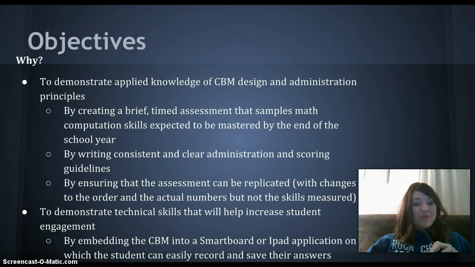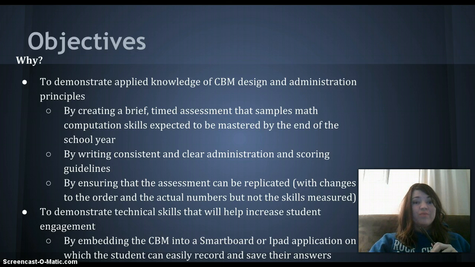And we're doing this assignment to see that my students are going to be able to demonstrate applied knowledge of the CBM design and administration principles. So this is a goal of our class regardless of the format, but students who are going to be teachers and special educators need to be able to understand the principles of curriculum-based measurement so that they can design and create their own that are really reflective of the curriculums in their schools that they are teaching in.